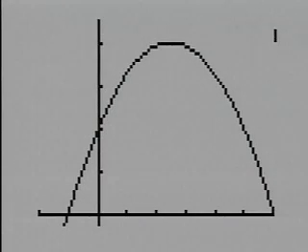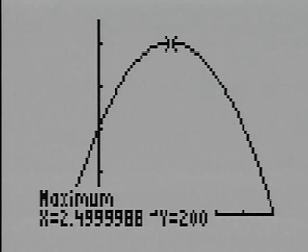The graphing calculator will come up with a maximum value of 2.4999 repeating. When this happens, what we do is we like to round the value because the appropriate answer would be x equals 2.5. So the maximum height occurs after 2.5 seconds, and then the y value gives us the maximum height, so y equals 200, or 200 feet, would be the maximum height that this particular object reaches.